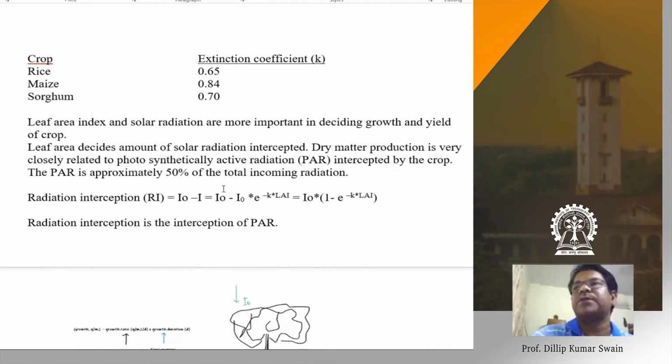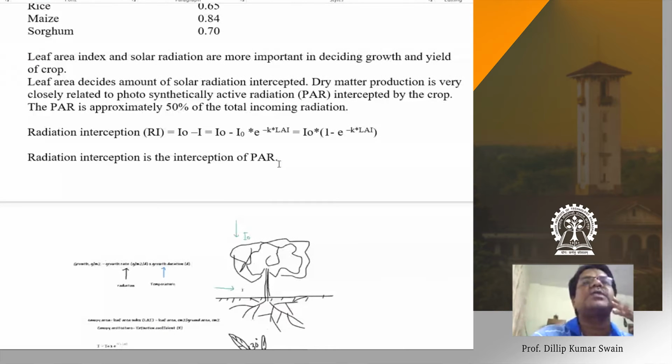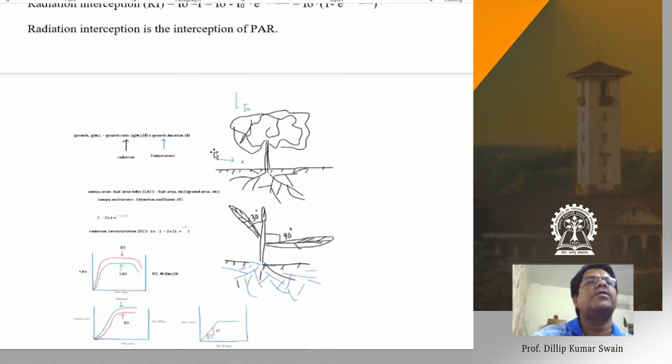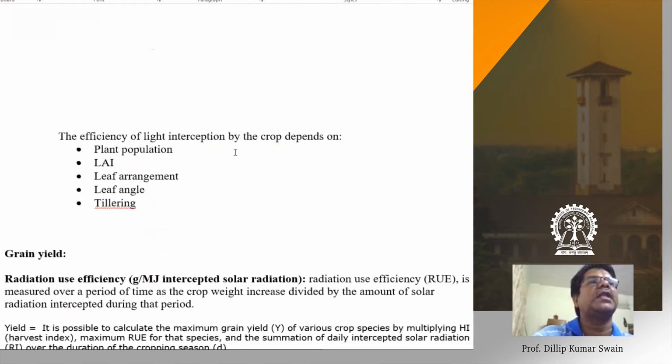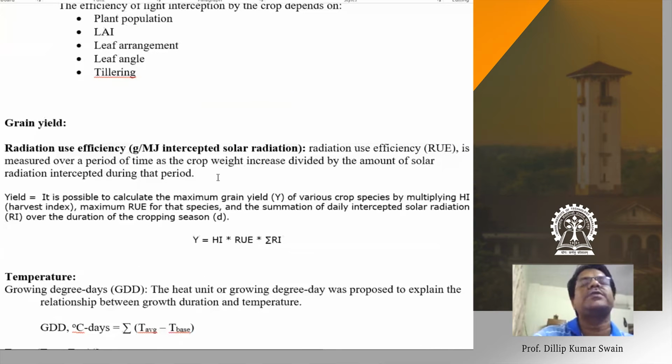So these things, of course, we have already discussed. The radiation interception is I0 into 1 minus e to the power minus k into LAI. Through remote sensing, when you want to predict the crop biomass at a particular space, also by drone technology, if you calculate the leaf area index, then using that leaf area index, you will be able to calculate how much radiation is intercepted by the crops, and if you know the radiation interception, you will be able to determine the biomass. So this is the portion: how you can use the radiation use efficiency or the radiation interception to predict the biomass and the yield of the crop.